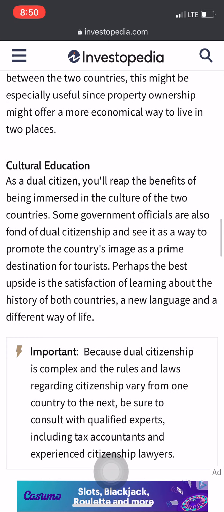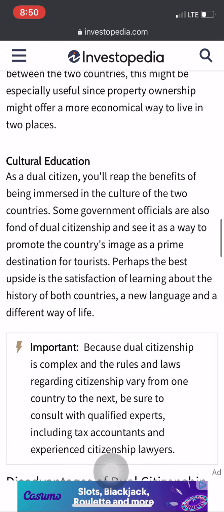Cultural education. As a dual citizen, you will reap the benefits of being immersed in the culture of the two countries. Some government officials are also fond of dual citizenship and see it as a way to promote the country's image as a prime destination for tourists. Perhaps the best upside is the satisfaction of learning about the history of both countries, a new language, and a different way of life.